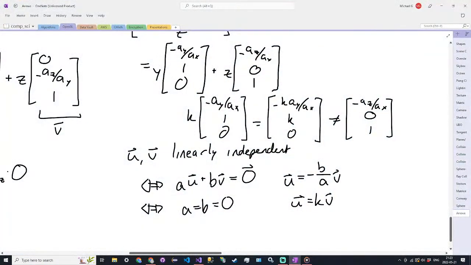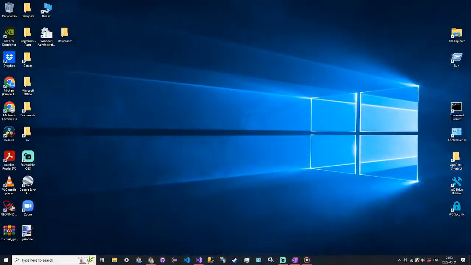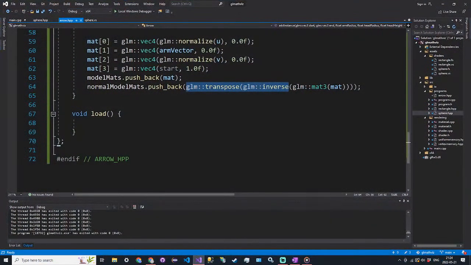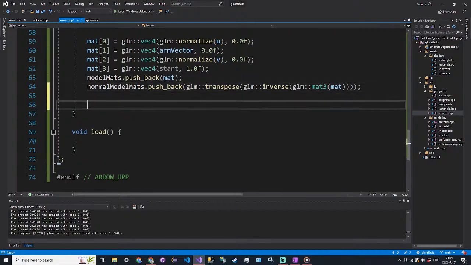If we take the dot product of u and v here, we get ay times az over ax squared. That's the dot product, and that's not 0, unless it's along one of the axes. But even then, we can't guarantee that. So we're just going to take this, but this is a one-time calculation, so it's okay. I will post a link down below for how normal model matrices work.